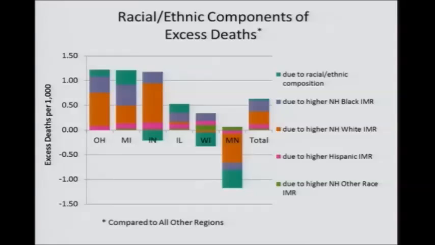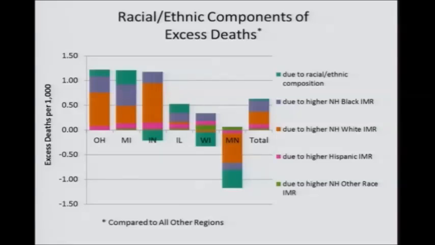So Deb, this is your example that you've actually already seen. This was at the Region 5 Infant Mortality Summit, and this is looking at racial ethnic components of excess deaths. So you really have a categorical variable here, race. And you can look at your racial composition between two populations and the race-specific mortality rates. So here I'm comparing the Region 5 states to all other regions.